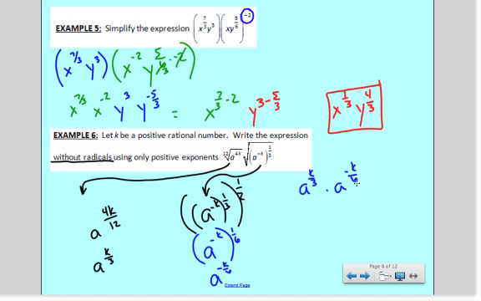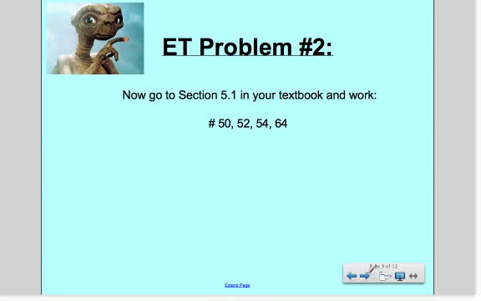Since they're being multiplied, we can just add the exponents, which is a to the k over 3 minus k over 6. And that would give us, from elementary math, a to the k over 6. For those of the unenlightened, k over 3 is the same thing as 2k over 6, so 2k over 6 minus 1k over 6. Got it? Good. So go ahead and try these problems in your textbook.